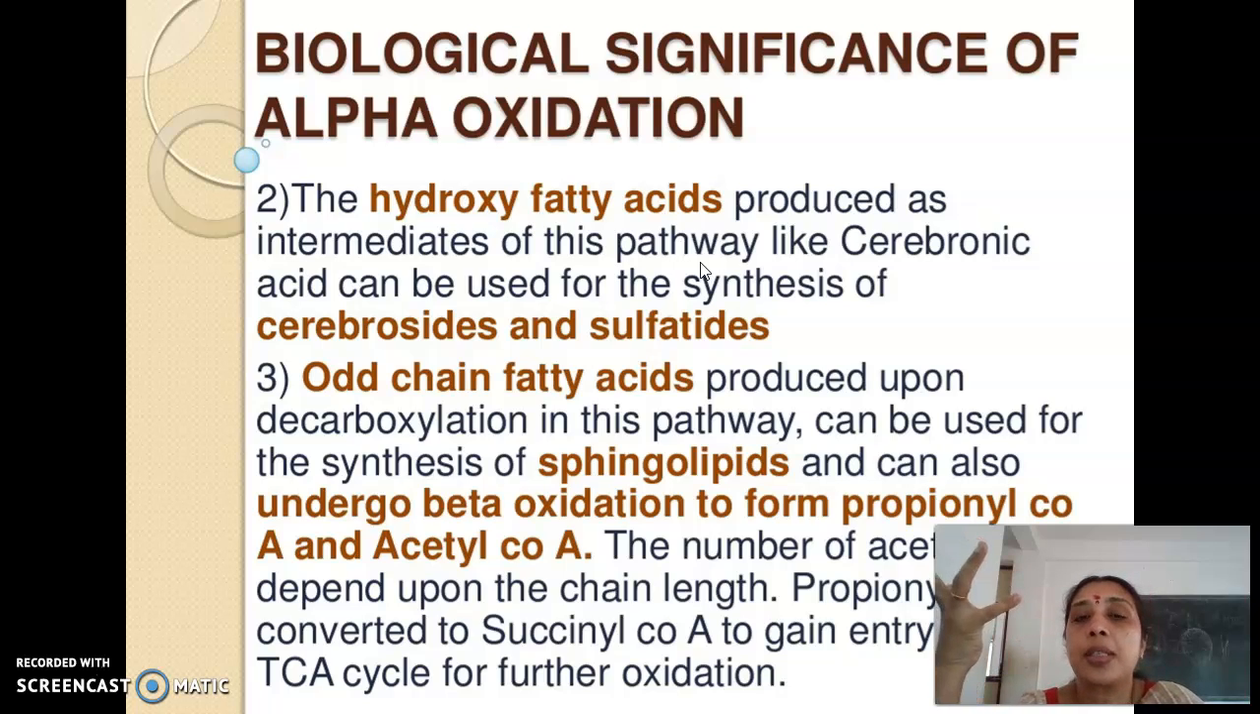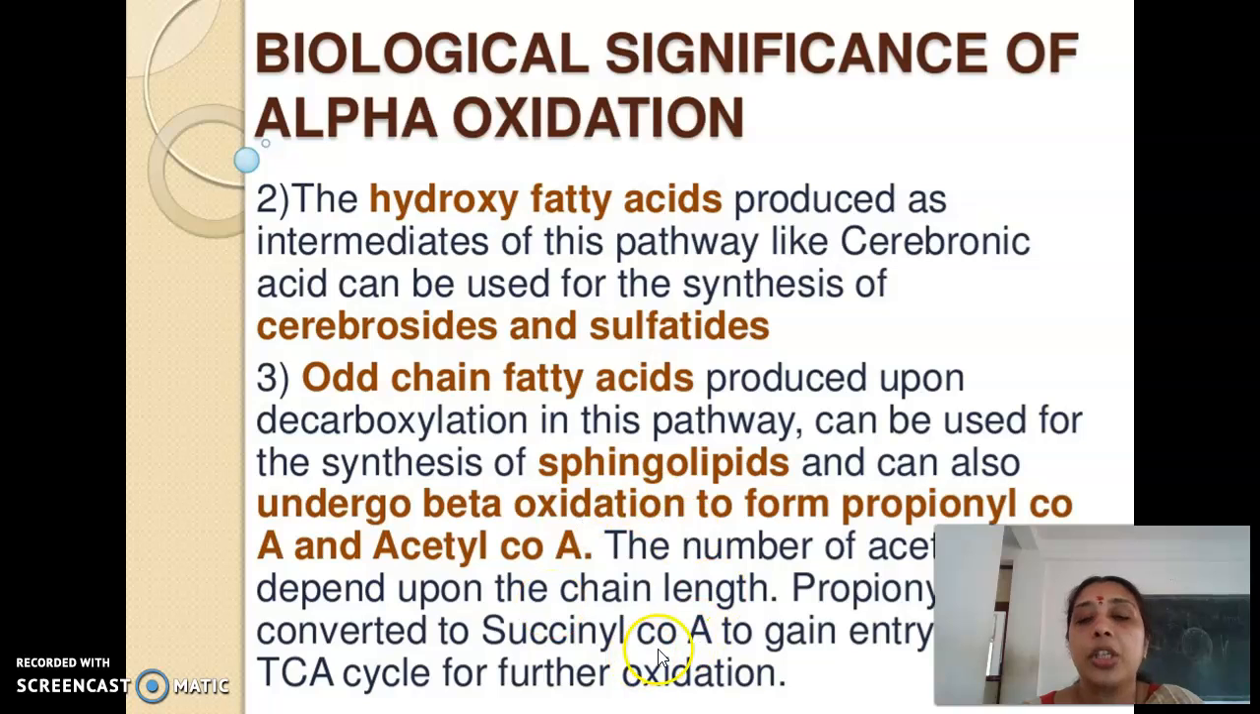So all these substances are produced from the alpha oxidation, or the odd chain fatty acid produced upon the decarboxylation pathway is used for the formation of sphingolipids, which undergo beta oxidation to form propionyl CoA and acetyl CoA. So the number of acetyl CoA molecules depends upon the chain length.